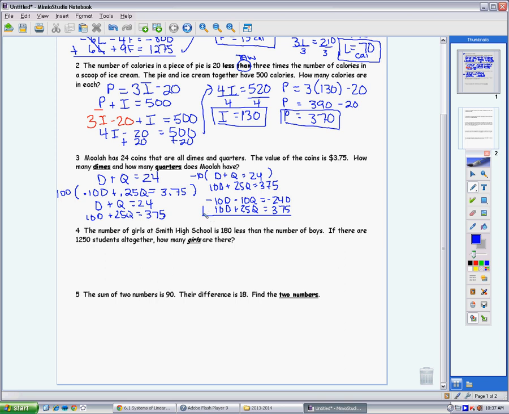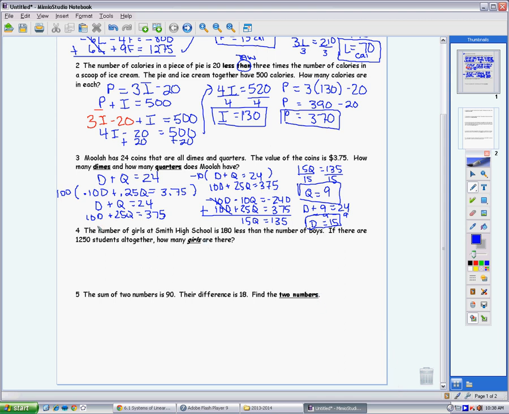And now I'm ready to add my two equations together because I know my dimes are going to cancel out. And I'm left with 15 quarters equals $135. So 15 quarters equal $135. I'm going to divide by 15, and my quarters equal 9. So that means I have 9 quarters. Well, then I have to find out how many dimes I have. My dimes and my quarters added up to 24, so I'm going to subtract 9. So I have in dimes 15. 24 minus 9 is 15, so I have 15 dimes.